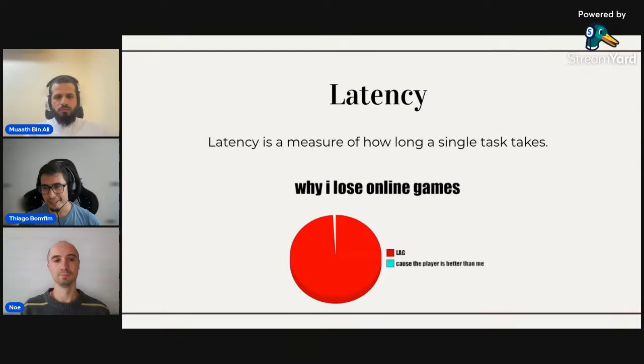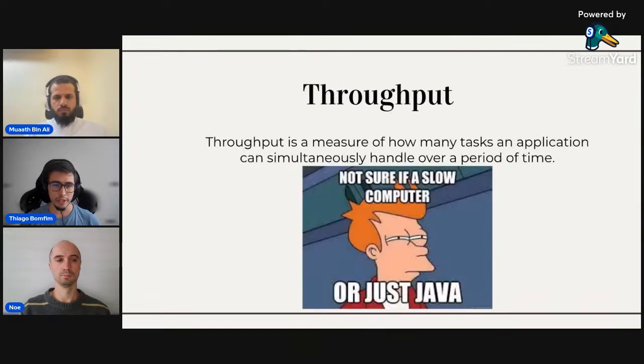And lag is caused when we have some latency problem because the application is overloaded, or usually because you have a connection problem, right? So this is latency, okay? And when we are talking about latency, we have another important thing that is throughput, okay? They are really close to each other, and we need to think about and know both, okay? So throughput is a measure of how many tasks an application can simultaneously handle over a period of time.